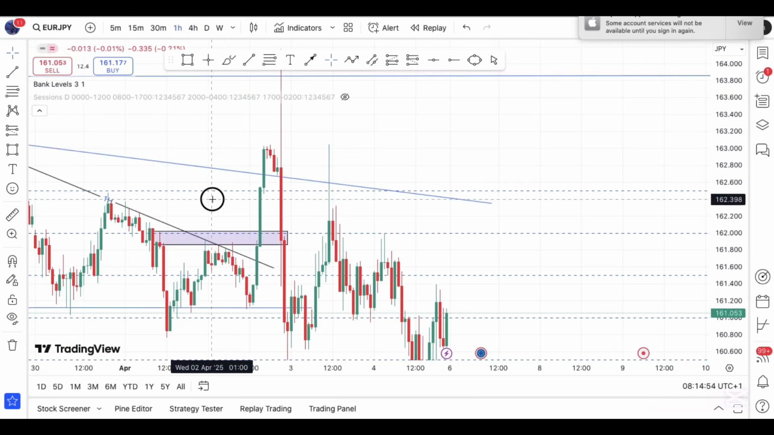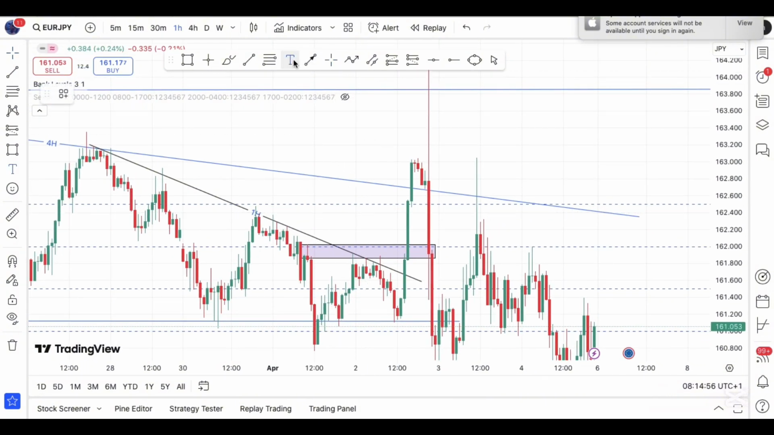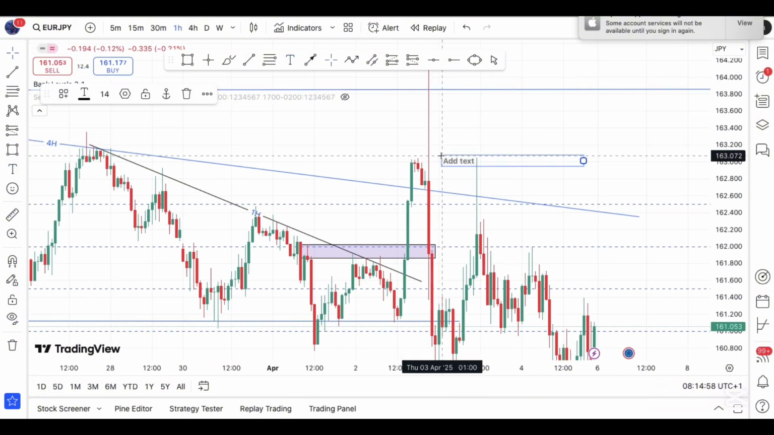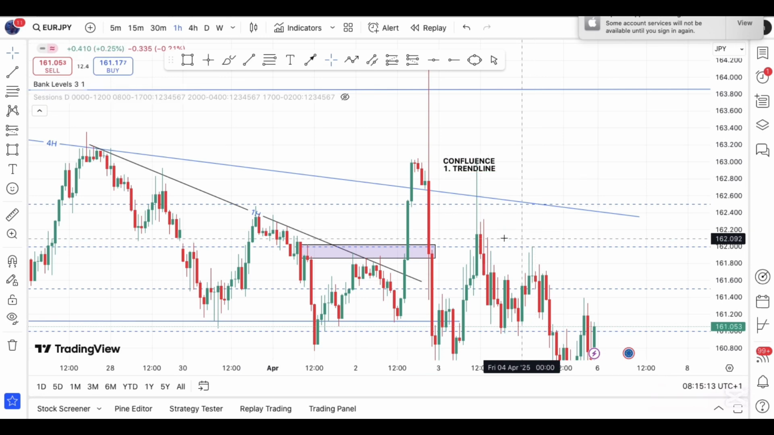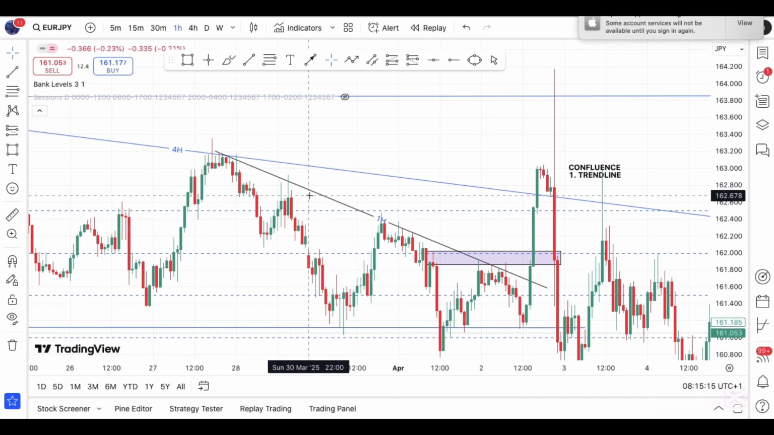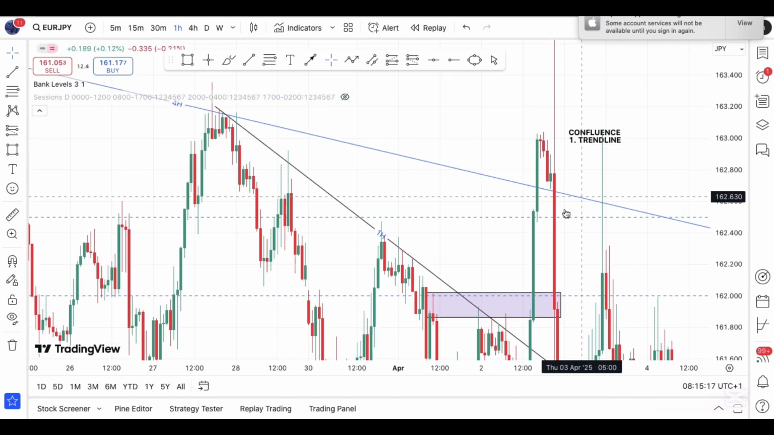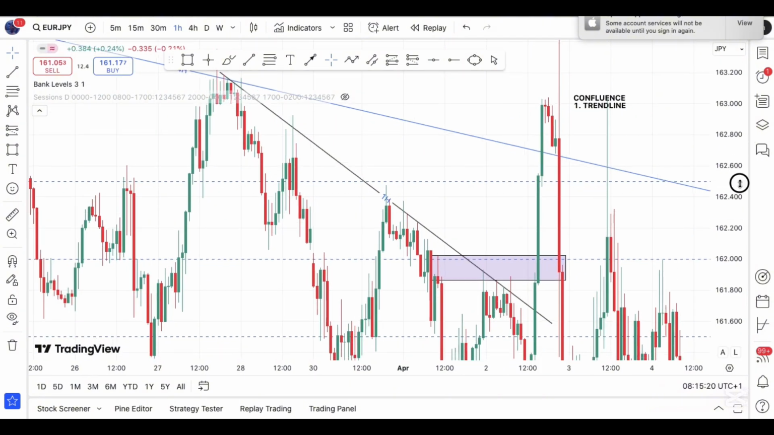So the first thing we're seeing as our confluence is, let me just put this out here so you guys can easily follow this confluence. One, trend line. The first confluence is the trend line. Just don't mind my typos. Now even on the 1 hour, I had to draw the trend line because it's clearer on the 1 hour.